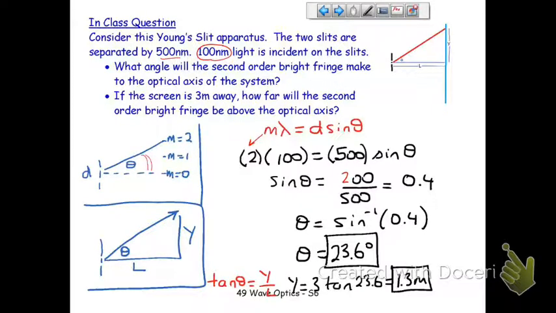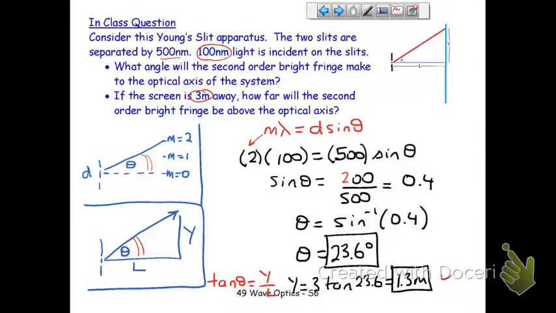The second part says if the screen is 3 meters away, how far will the second order bright fringe be above or below the optical axis? I'm showing above, but it's symmetrical. So we say, okay, there's my y, there's my L. Tan theta, tan that angle equals opposite over adjacent, y over L. So y is equal to L tan the angle, which would be 3 meters times tan 23.6, which is 1.3 meters. There's so many things wrong with the scale of these numbers. These things are tiny to see on a screen that's a fair bit away. So, cool.